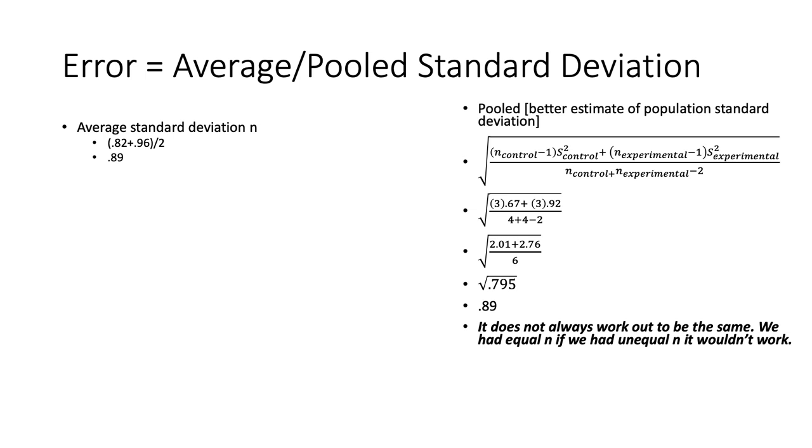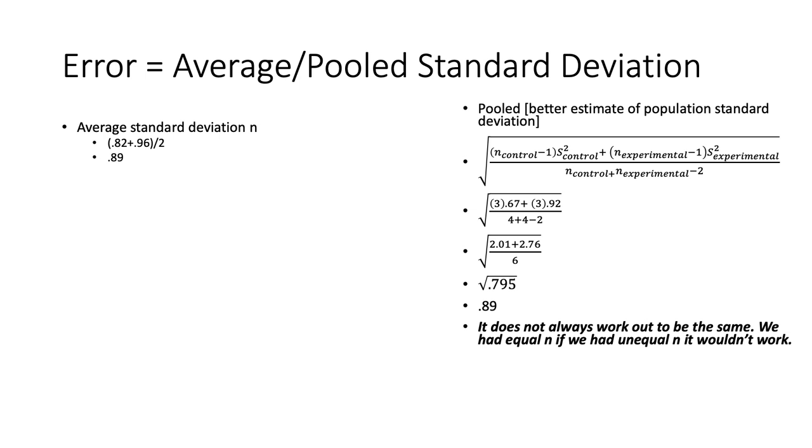So pooled standard deviation, why are we using it? It's a better estimation of the population standard deviation that we're seeking. So it's the same reason we use the Bessel correction. It's the same reason we use the average standard deviation, or pooled standard deviation. Conceptually, it is the average standard deviation. If you look at the end result of both of these examples, it's the same. The difference between average and pooled standard deviation only matters when your sample sizes are different.